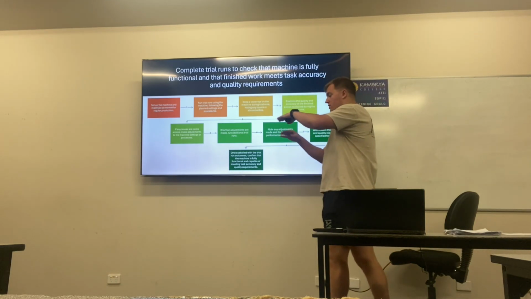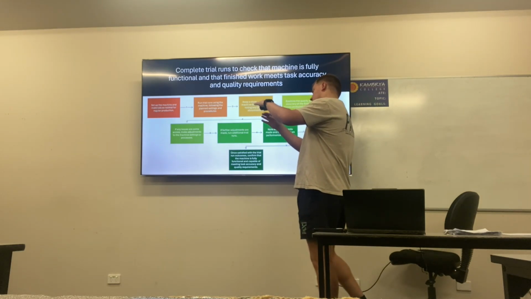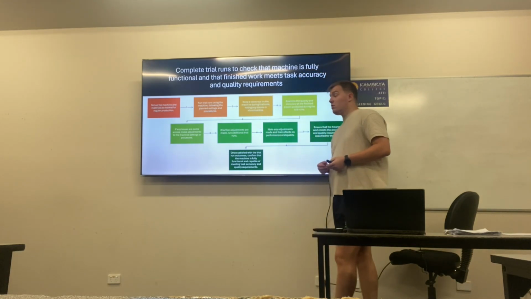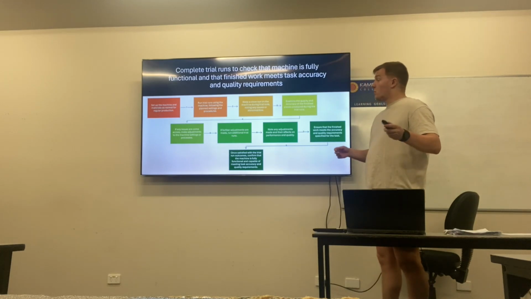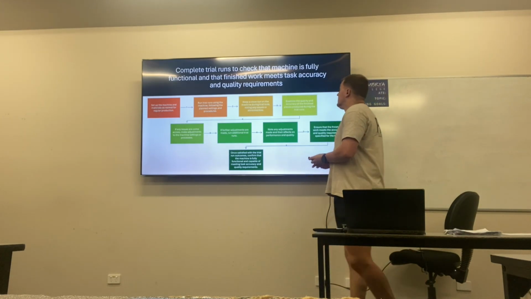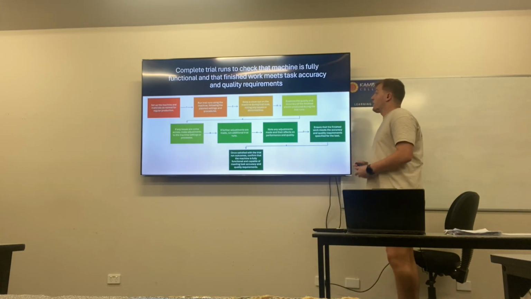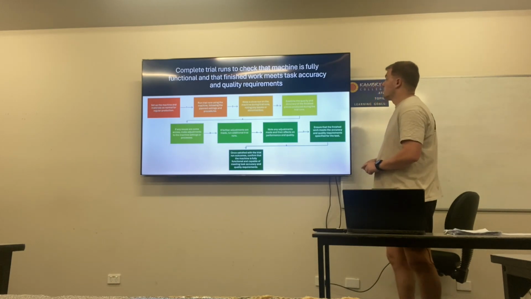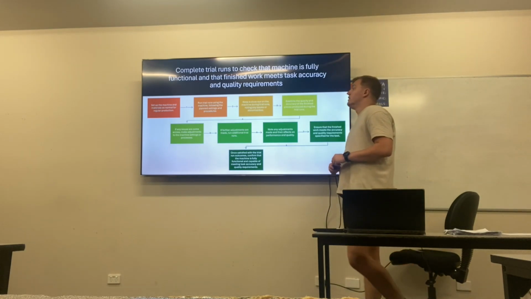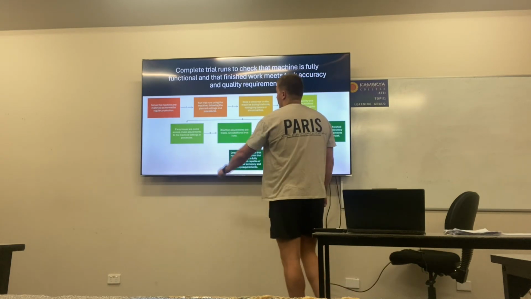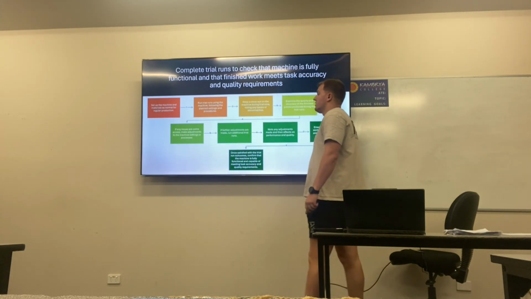If you're using a CNC router and you've got that set up to go 8mm into a 16mm board and it goes 9mm in, there's probably something wrong. Examine the quality and accuracy of the finished pieces produced during trial runs. If any issues come across, make adjustments to the machine settings or process.